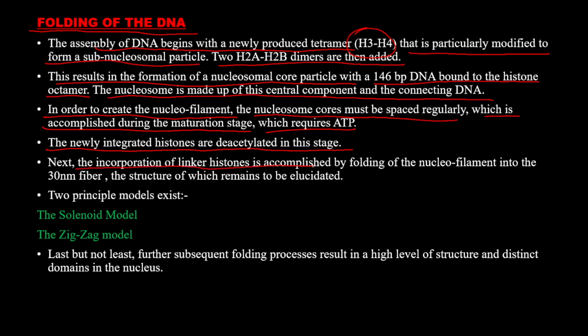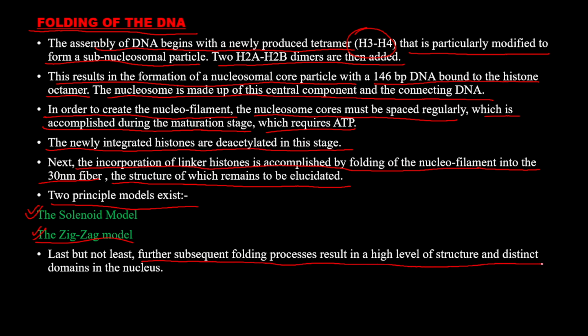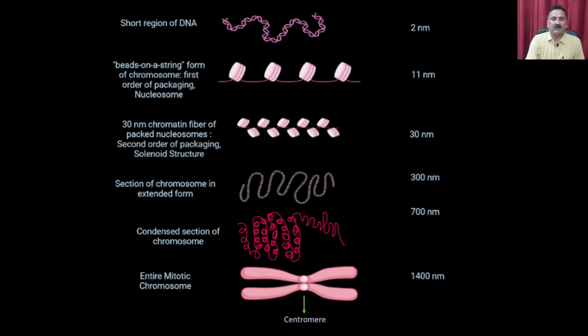Next, the incorporation of linker histone is accomplished by folding of the nucleofilament into the 30 nanometer fiber, the structure of which remains to be elucidated. Two principal models exist: one is the solenoid model and the other is the zigzag model, to explain how the DNA is going to be folded after forming the nucleosome to form the higher order organizations. Last but not least, further subsequent folding results in a higher level of structure and distinct domains within the nucleus. So these are some of the organizations.